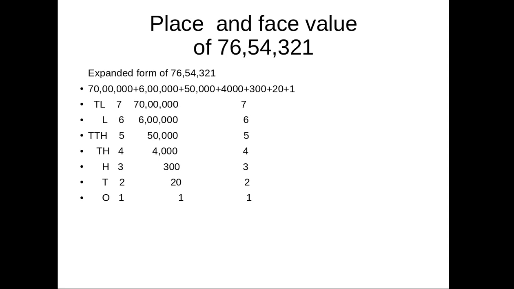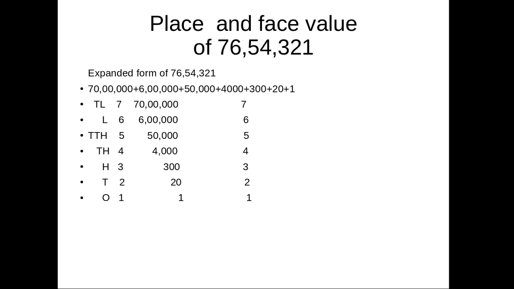Let's see. 7 is in the place of 10 lakh, so its place value is 70 lakh. 6 is in the lakh place, so its place value is 6 lakh. 5 is in the place of 10,000, so its place value is 50,000. Since 4 is in the place of 1,000, its place value is 4,000. 3 is in the hundreds place, so its place value is 300. 2 is in the place of 10, so its place value is 20. And since 1 is in the ones place, its place value is 1.